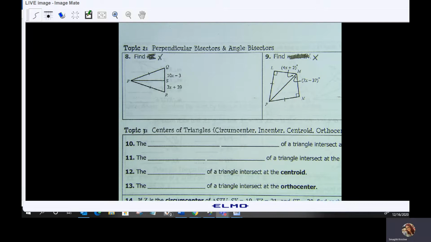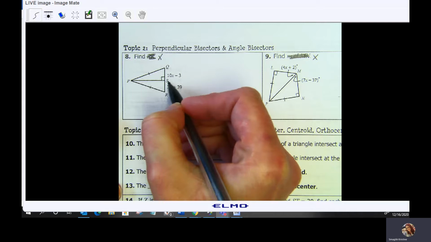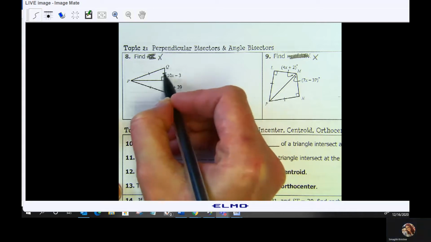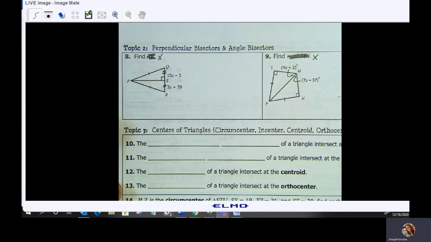This video will cover a lot of the similar problems that you're going to see on the second page of your test. So let's take a look. We've got perpendicular bisectors and angle bisectors. So we're told this is a perpendicular bisector, which means then S is a midpoint, and that means these two sides are going to be congruent.